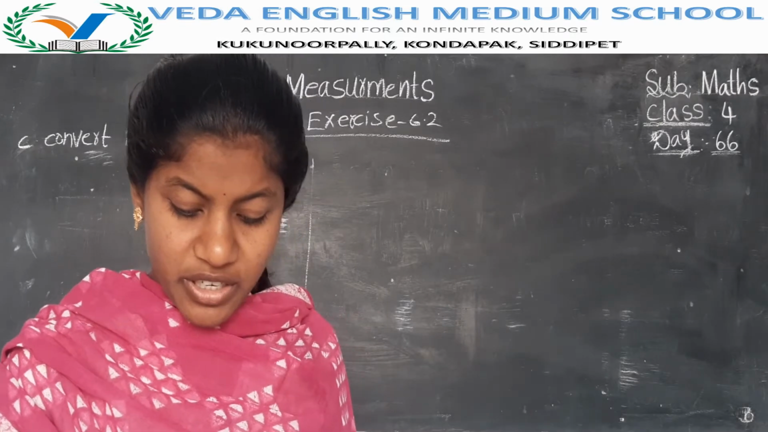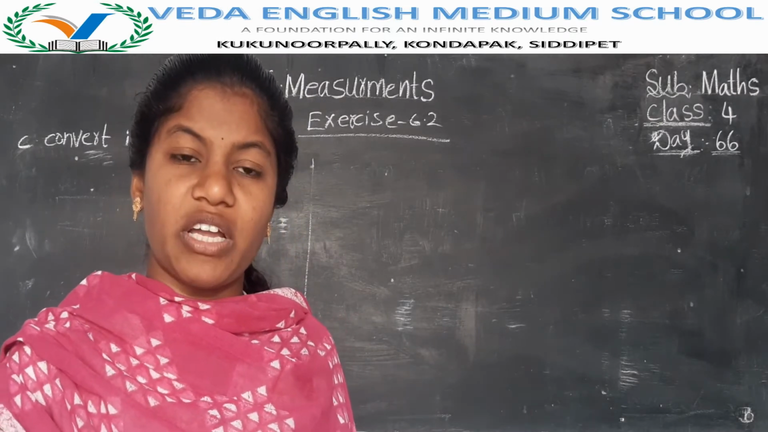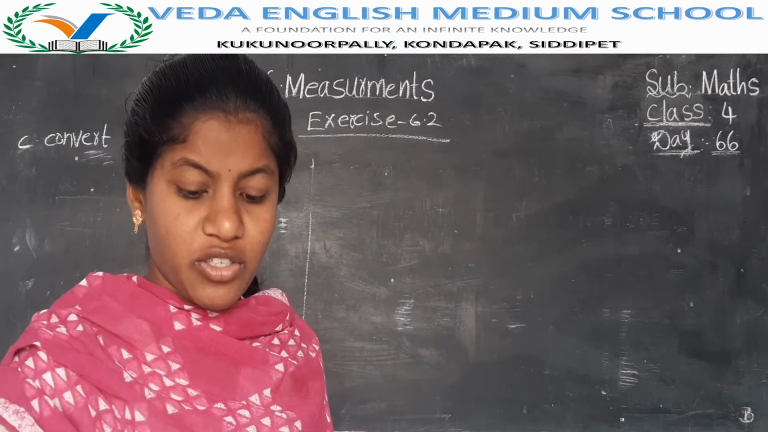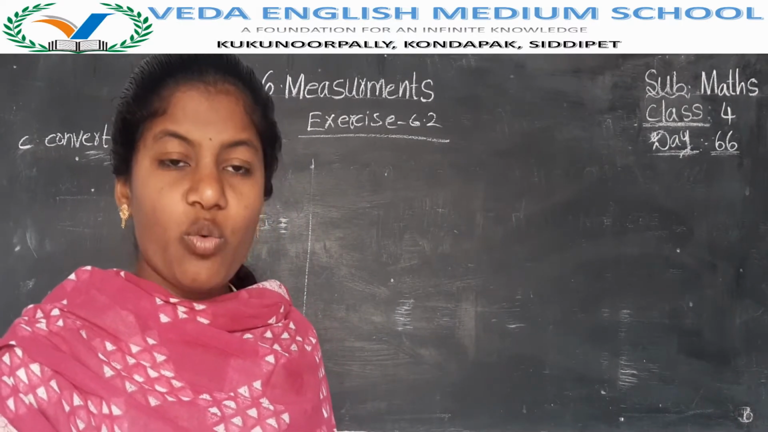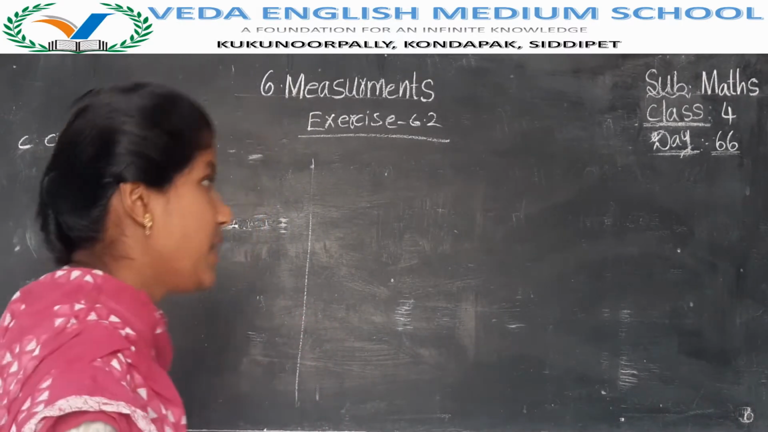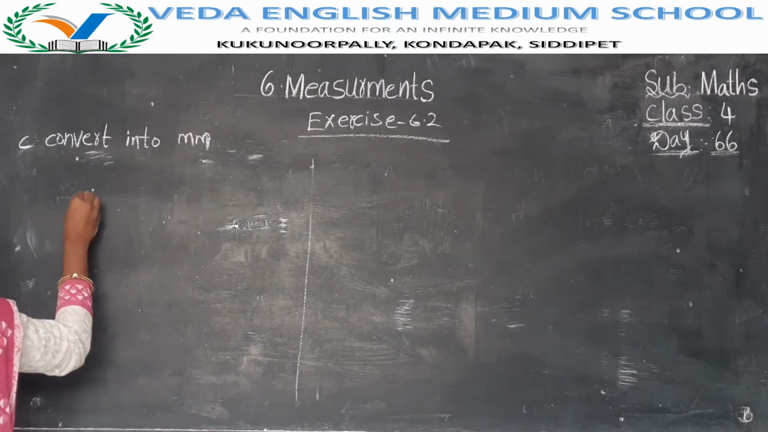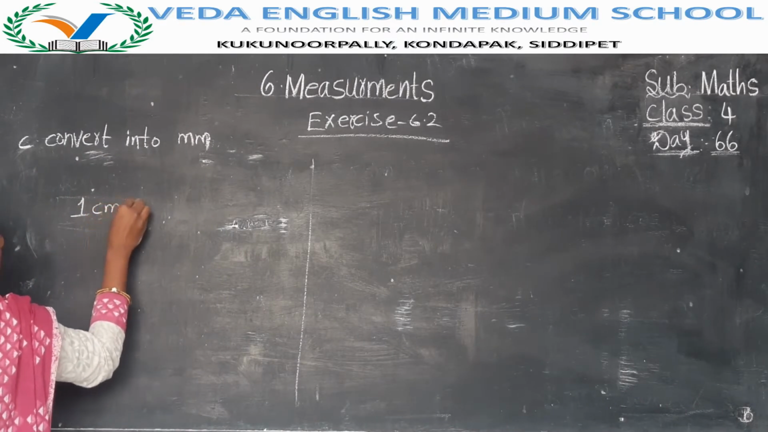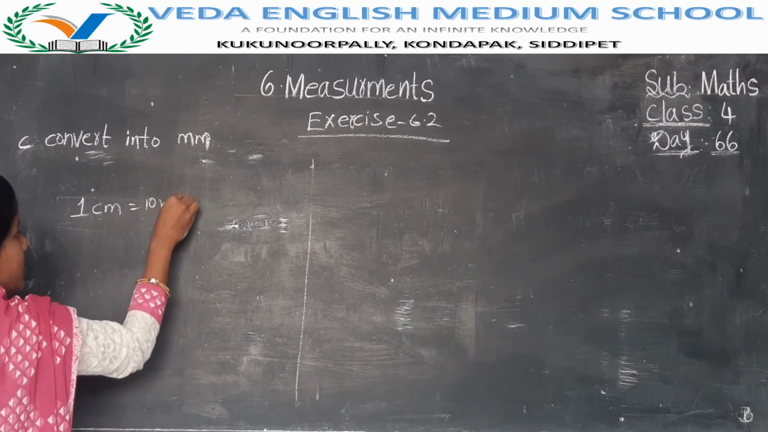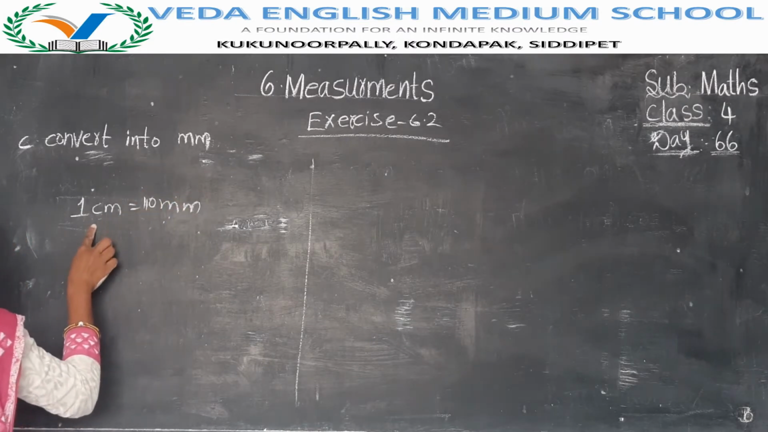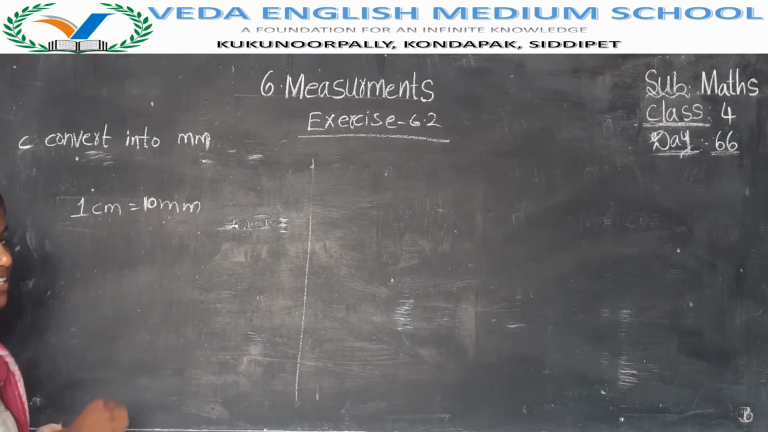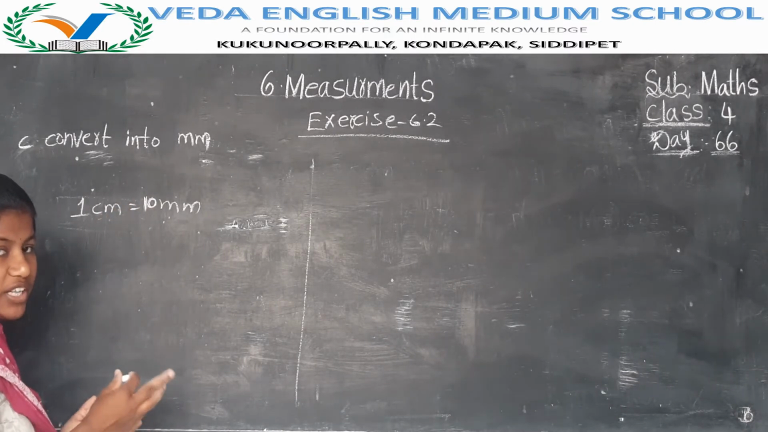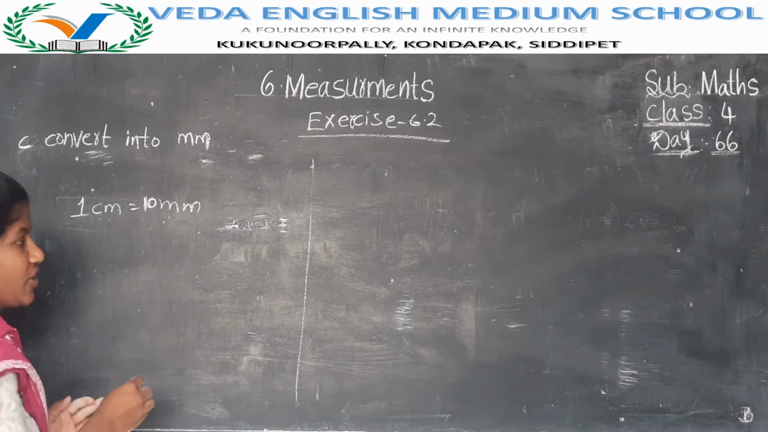Now 3rd bit. Convert into millimeters. Now we have to convert centimeters into millimeters. To convert centimeters into millimeters, we have to say that 1 centimeter is equal to 10 millimeters. Then 2 centimeters is equal to 20 millimeters. Like that you have to multiply with 10. Like that you have to complete.